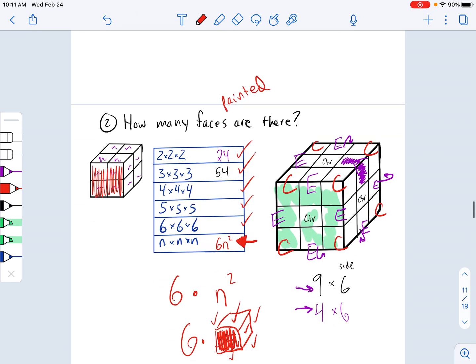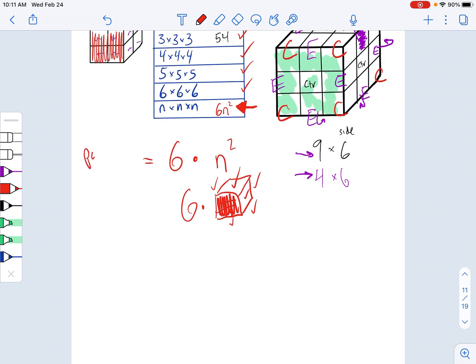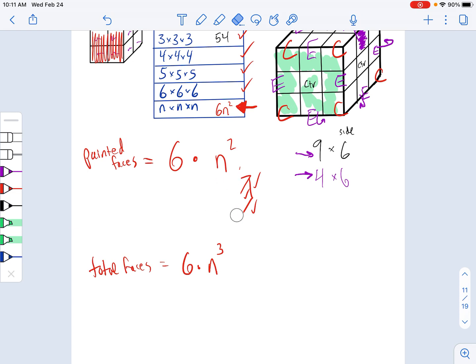So the total number of faces, so this is going to be painted faces, and the total number of faces is going to be 6 times n cubed, because n cubed is how many cubes there are in the whole thing. I decided that earlier. And how many faces do they each have? Well, 6.